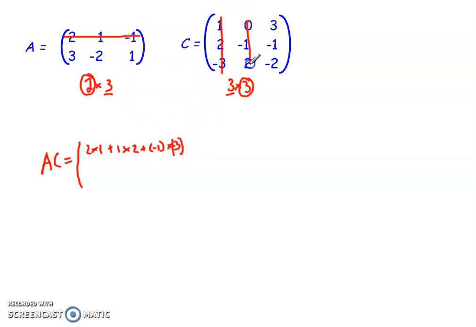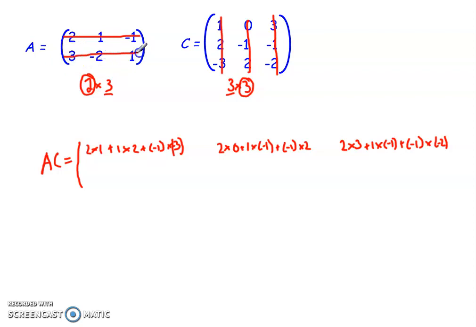Then I combine the first row with the second column to get entry 1, 2. So I'd get 2 times 0 plus 1 times negative 1, then plus negative 1 times 2. Then combine it with the third column to get entry 1, 3. So I then have 2 times 3 plus 1 times negative 1 plus negative 1 times negative 2. Now that's me exhausted all my row and column combinations for this first row.